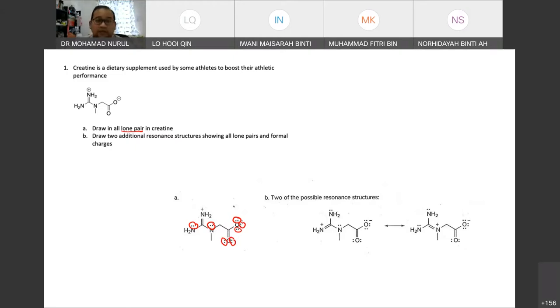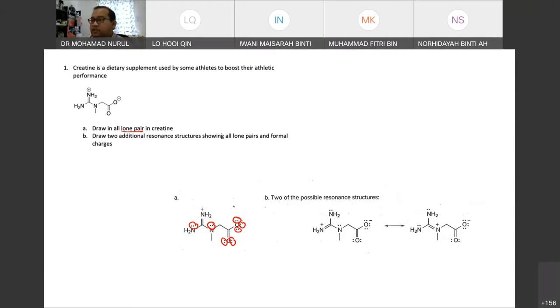To make it easier to understand, it's better to draw and show the lone pairs, because sometimes during exams, when you try to answer the questions in a rush, you may think nitrogen can make 4 bonds. Suddenly you draw nitrogen with 4 bonds without any charge, but actually they can officially make only 3 bonds for the neutral element.